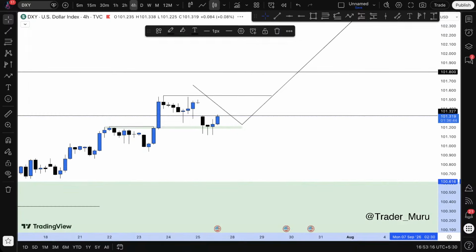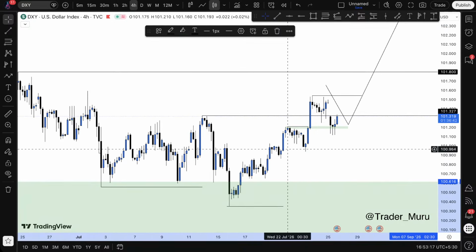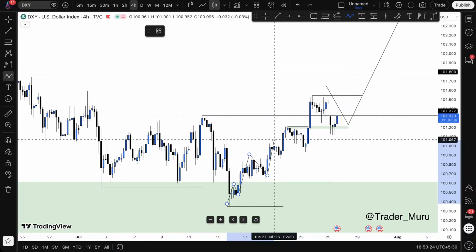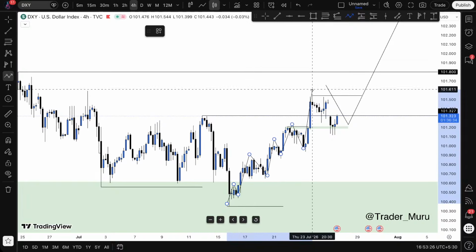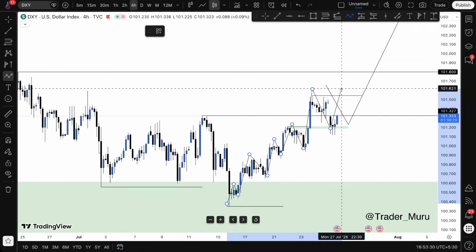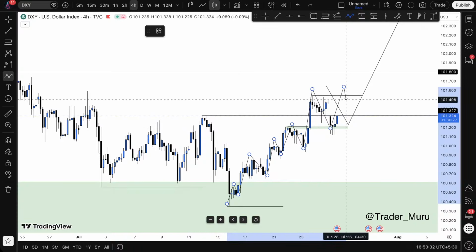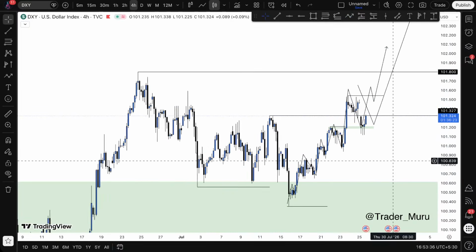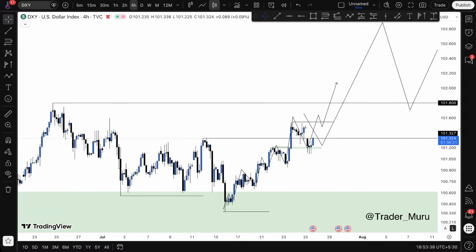For the DXY, the 4 hour is still bullish. Internal structure, price is pumping from this internal structure, making higher highs and higher lows. We don't have any candle closing below this mitigation block. So price needs to break above, retest it and pump again. 105 is still my target.